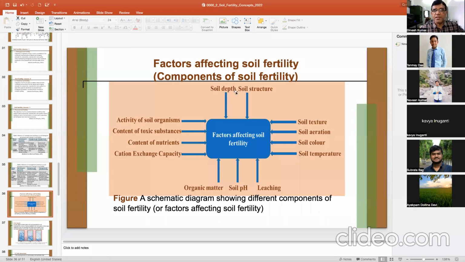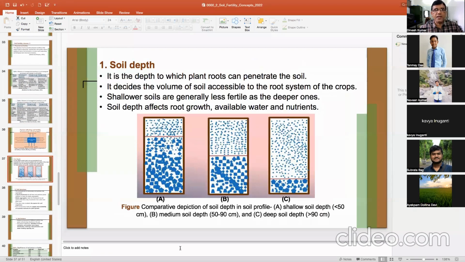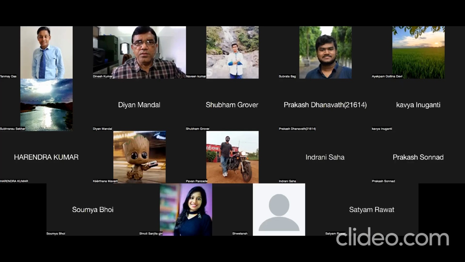So you can see soil depth, soil structure, soil texture, soil aeration, soil color, soil temperature, leaching, soil pH, organic matter, cation exchange capacity, content of nutrients, content of toxic substances, activity of soil organisms. So you can have more factors that affect soil fertility, but I have listed the important ones. And now we can end it here and move to the next link. Only 2 minutes are left, so I will stop here.